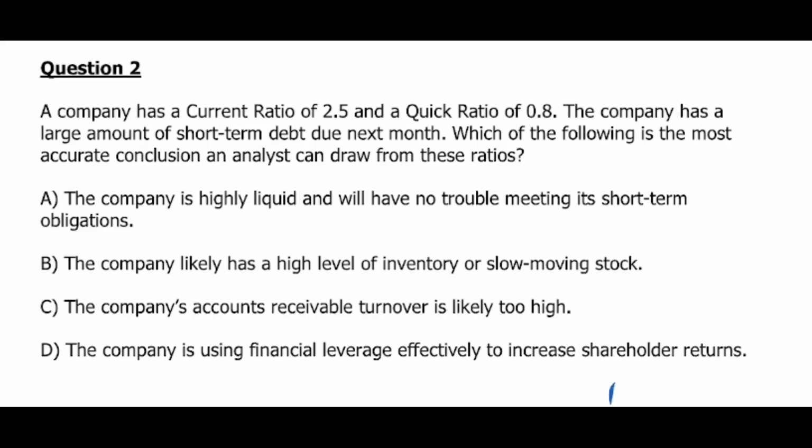The first option: the company is highly liquid and will not have trouble meeting short-term obligations. The second option: the company likely has a high level of inventory or slow-moving stock. Third option: the company's accounts receivable turnover is likely too high. And the fourth option: the company is using financial leverage effectively to increase shareholders' return. First of all, just try to answer yourself.